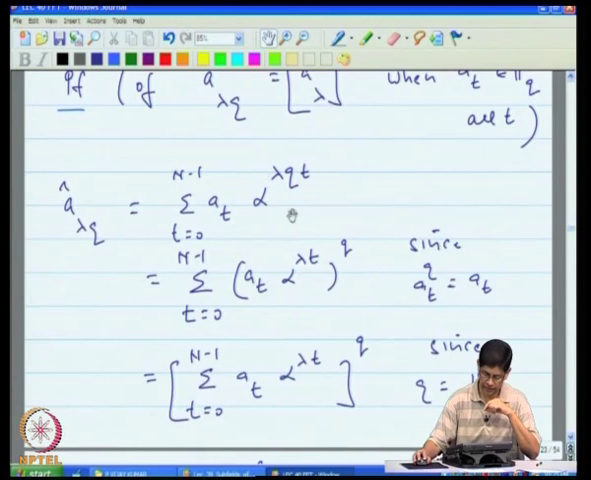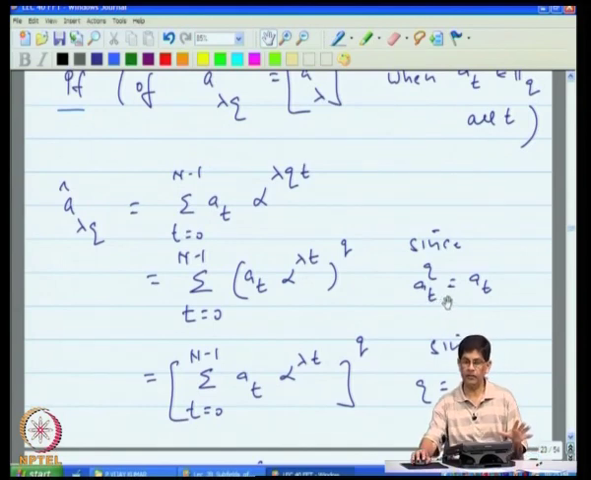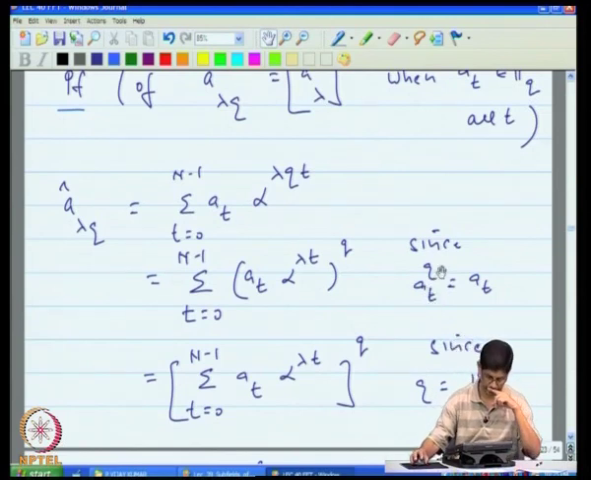you can regard this as alpha to the lambda t raised to the qth power, and also recognizing that a t, remember a t belongs to the ground field, and a t to the q is therefore a t, because this is the test for membership in a subfield, if you remember: a t belongs to the subfield F q if and only if it satisfies the property that a t to the q is a t. We did this in the last lecture, and we reviewed that today.